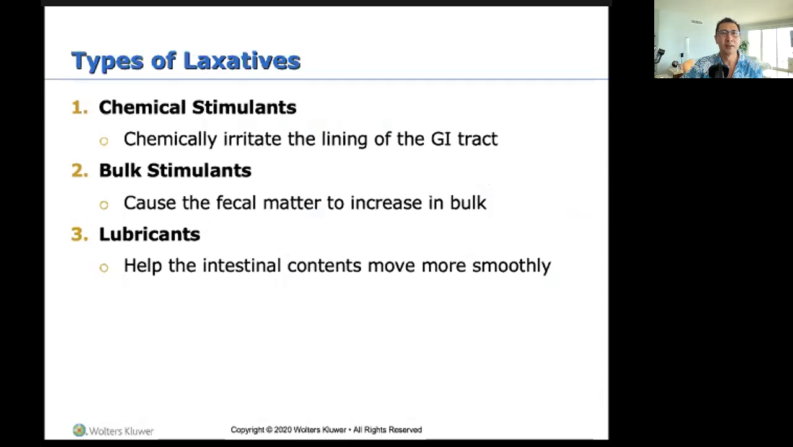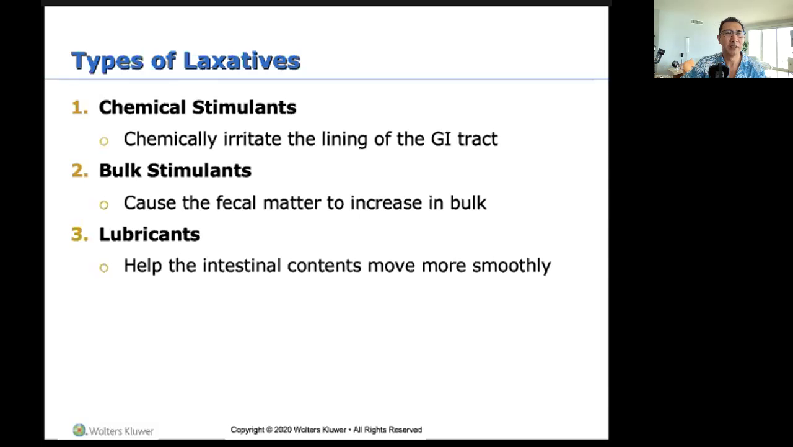Bulk stimulants cause the fecal matter to increase in bulk, causing fluid to be released inside the GI tract and making it flow better. You might be thinking the opposite: it makes them bulky, they get stuck. No, actually they don't get bulky like that. It's just a little bit of bulk, which releases kind of a lubrication. And the next one, lubricants. We take this and it helps the poop slide down to the lower GI tract.